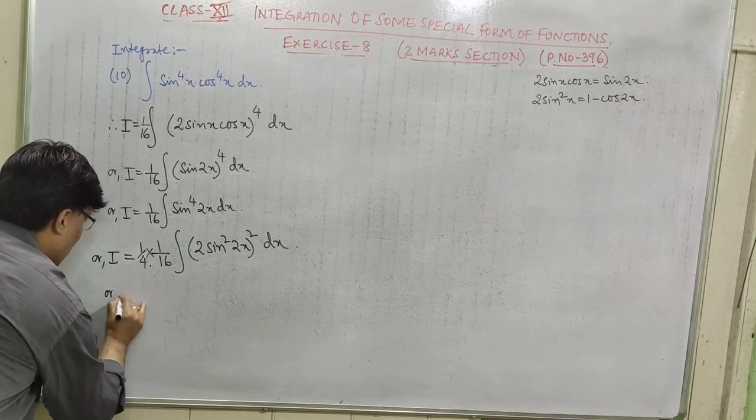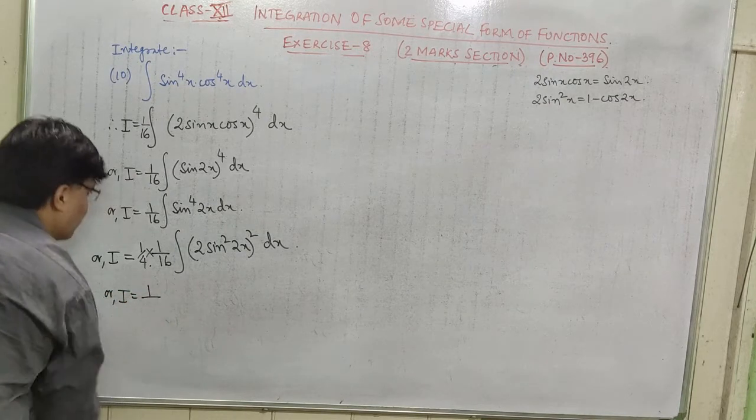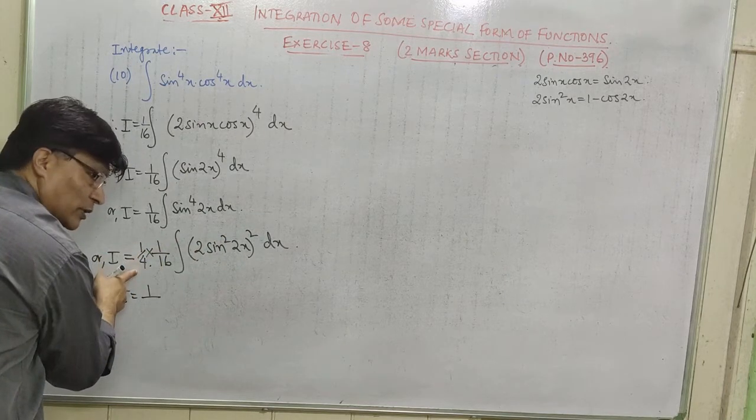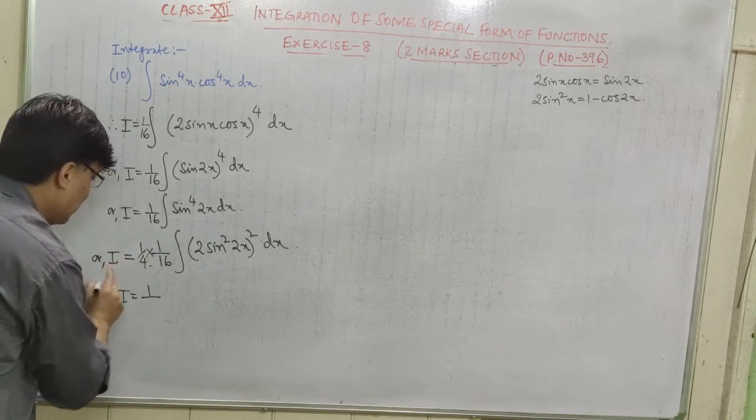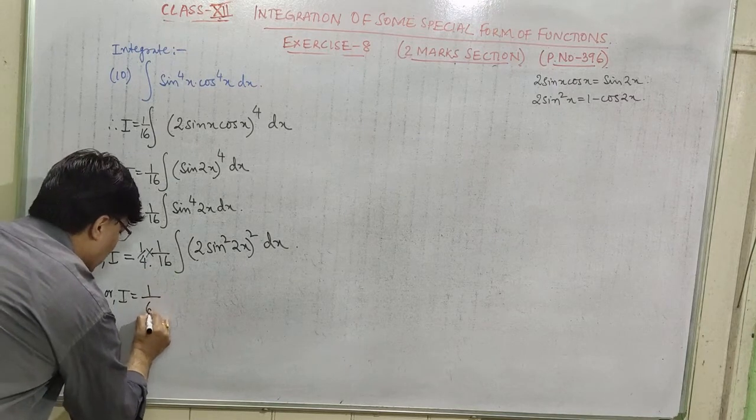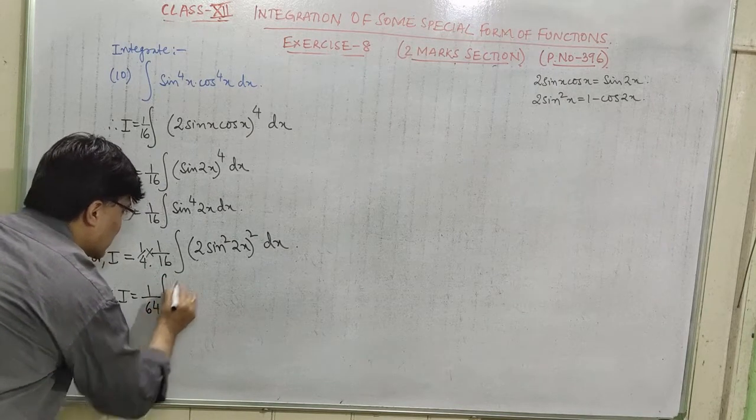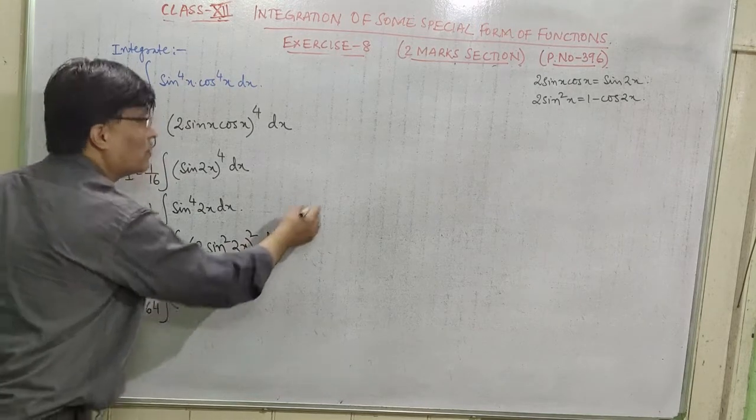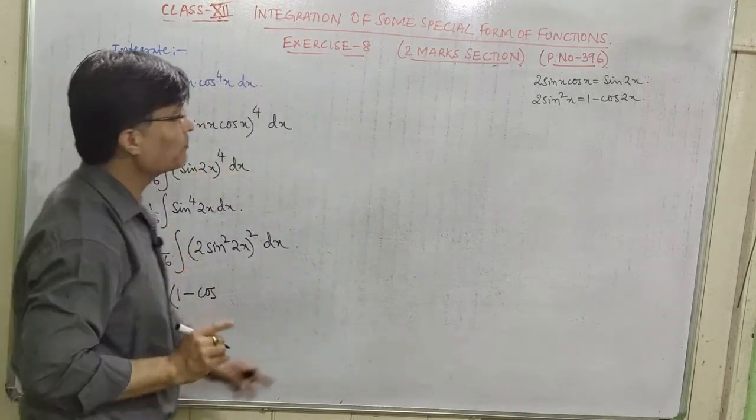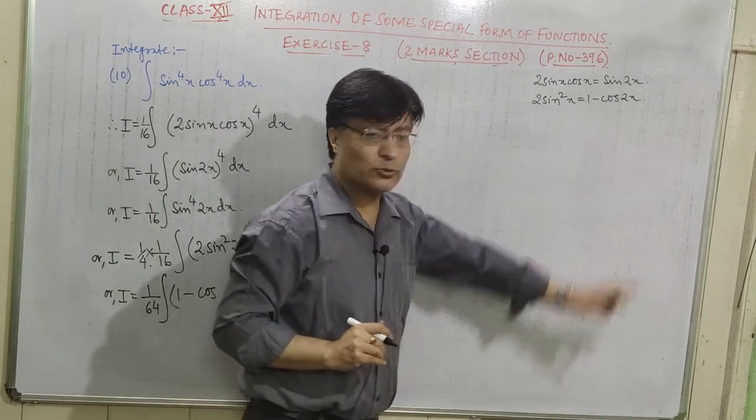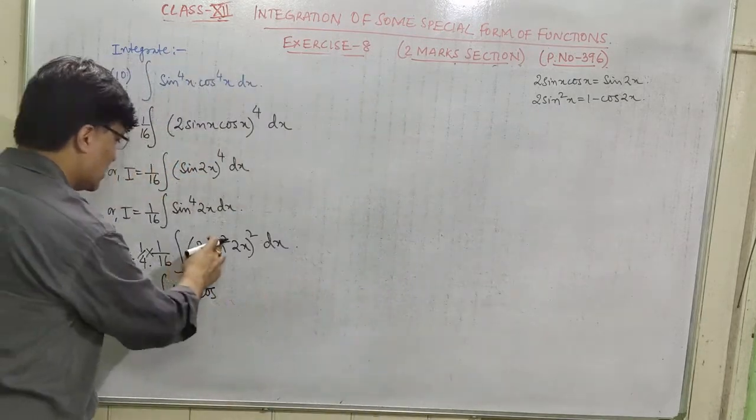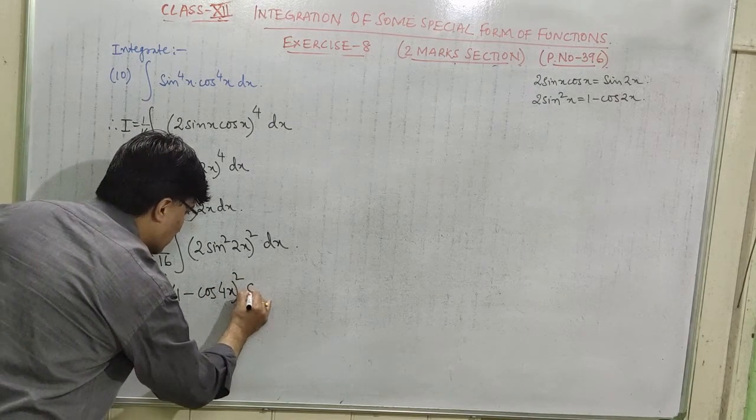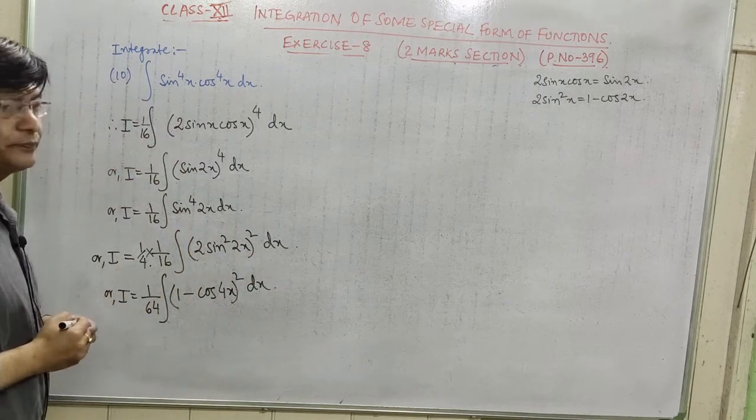Okay, or I is equal to, this 2 whole square is 4, you have to cancel it. So you write 1 by 4 out here, so that 4 will be cancelled. Okay, so 16 4s are 64. Now it is integration of, what is 2 sin square 2x? 1 minus cos, what is double of 2x? Double of 2x is 4x. Since 2 sin square x here is 1 minus cos 2x, you can write 2x as 4x. So it is 1 minus cos 4x whole square dx.